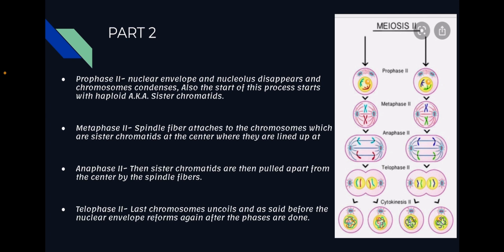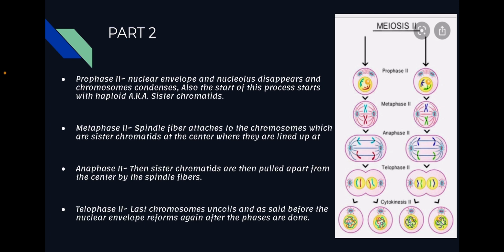Also, this process starts with haploid cells, aka sister chromatids. Metaphase 2. Spindle fibers attach to the chromosomes, which are sister chromatids at the center where they are lined up. Anaphase 2. Then sister chromatids are pulled apart from the center by the spindle fibers.